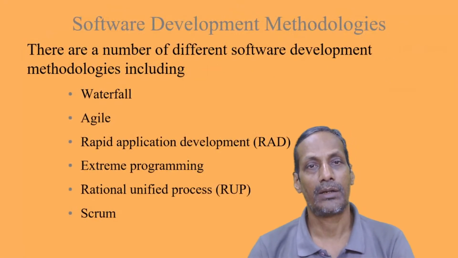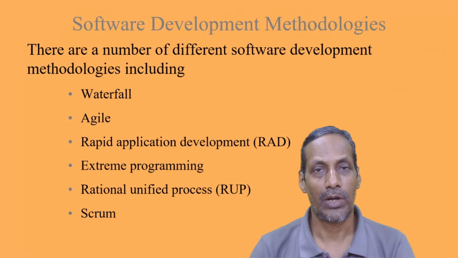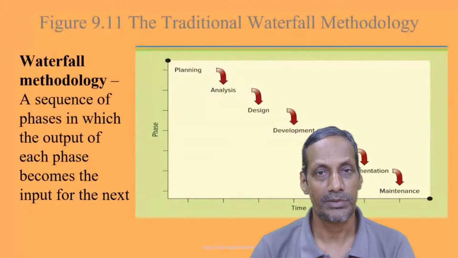So looking at the time that you have on hand, you can decide whether you have to go through the waterfall model, the agile development model, or the rapid application development model, or you can go through extreme programming, the Rational Unified Process, or the Scrum methodology to come up with a solution for complex business problems.